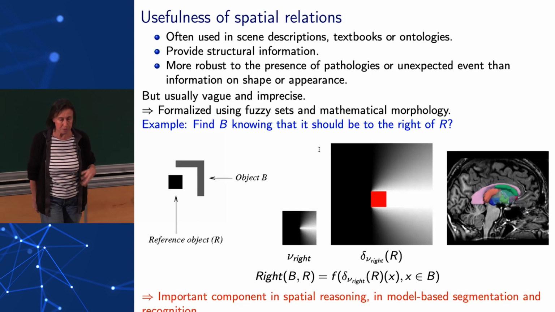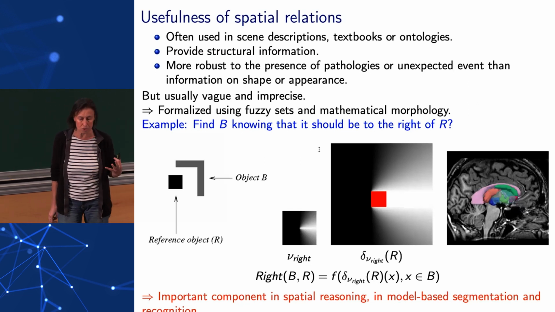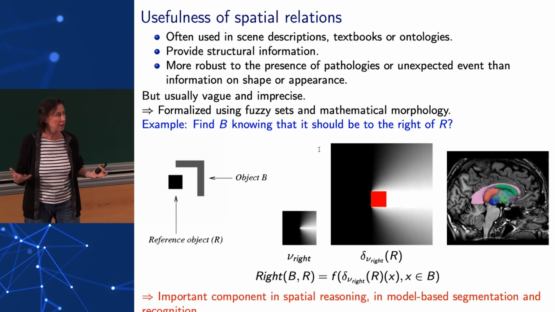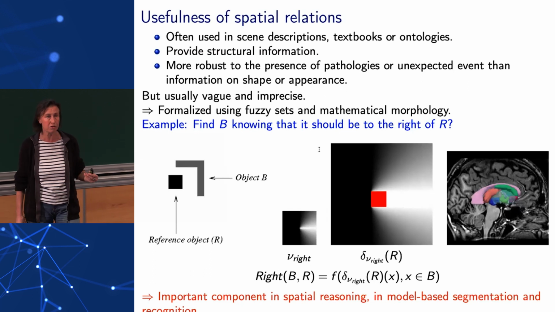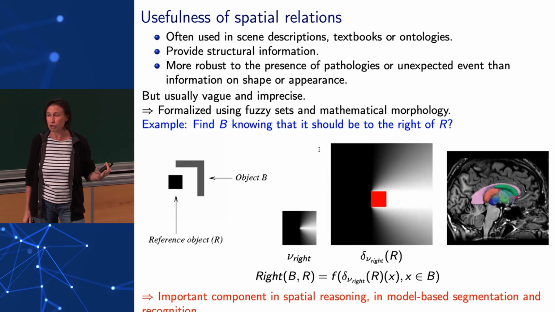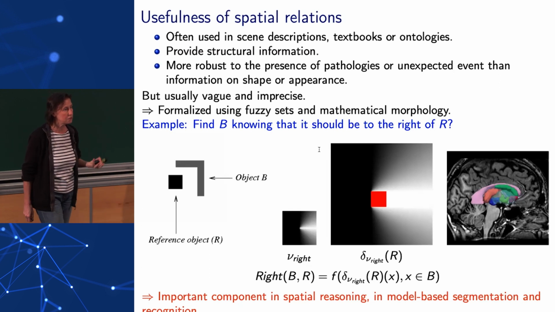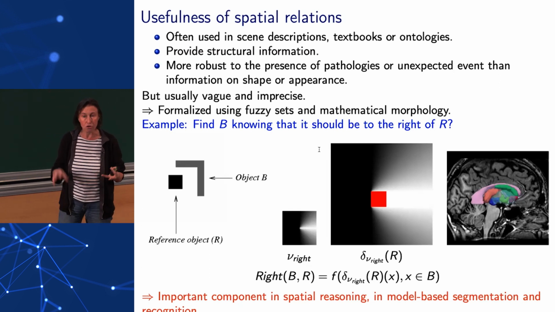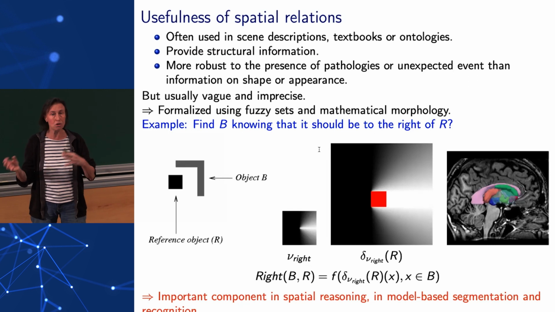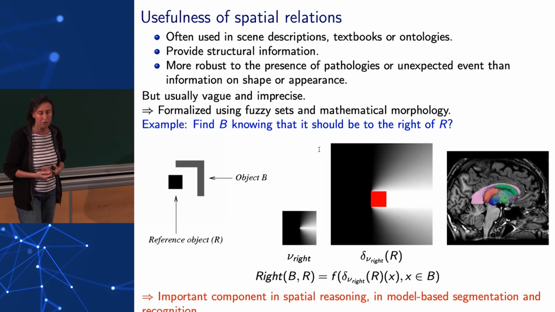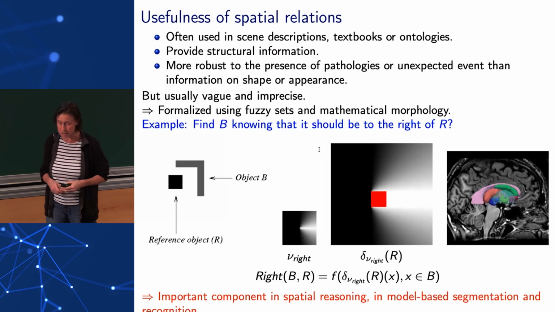These spatial relations are very useful to describe, again, the organization of objects in a scene, and that's information that is very often present in the description of the knowledge we have. In particular in medical imaging, we have knowledge, for instance, that an organ is to the right or below another one, and those are usual descriptions we can find in medical textbooks, for instance.